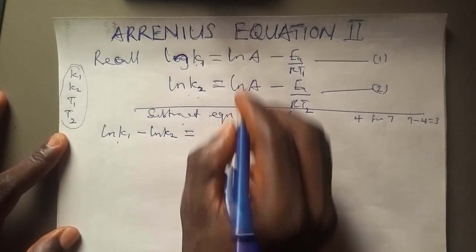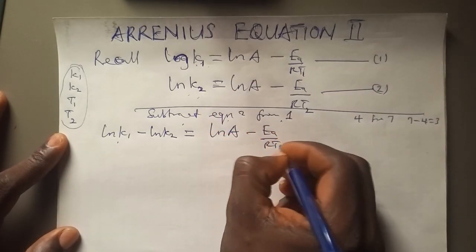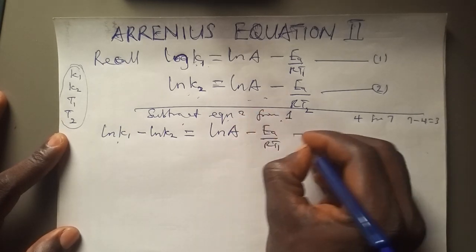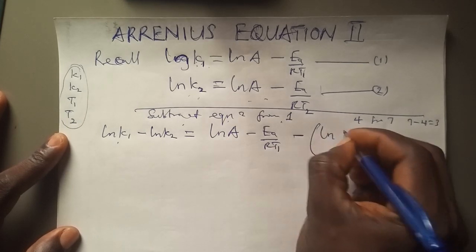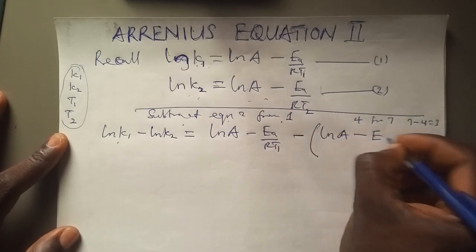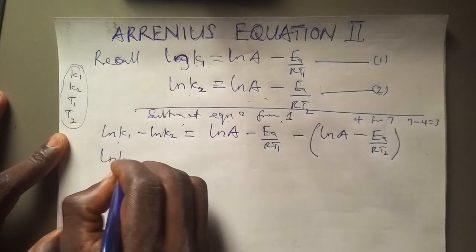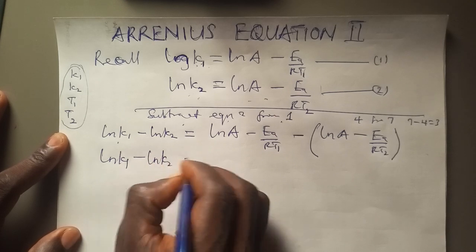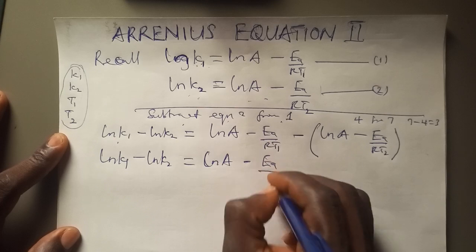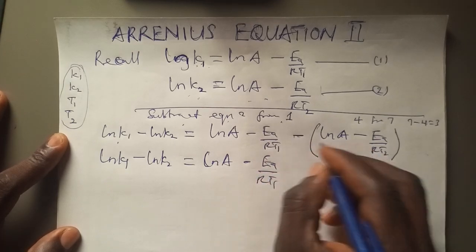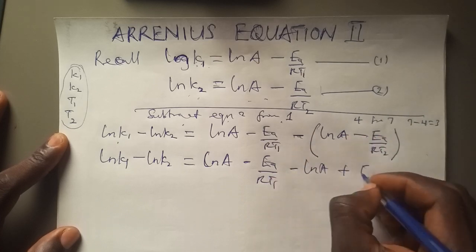please watch very well, this one will become ln A minus EA over RT1, subtracted from this. Because this is an expression, you will bracket it: ln A minus EA over RT2. Then this will give us ln K1 minus ln K2 is equal to ln A minus EA over RT1. You open this bracket to give you minus ln A, then this minus this will give you plus EA over RT2.